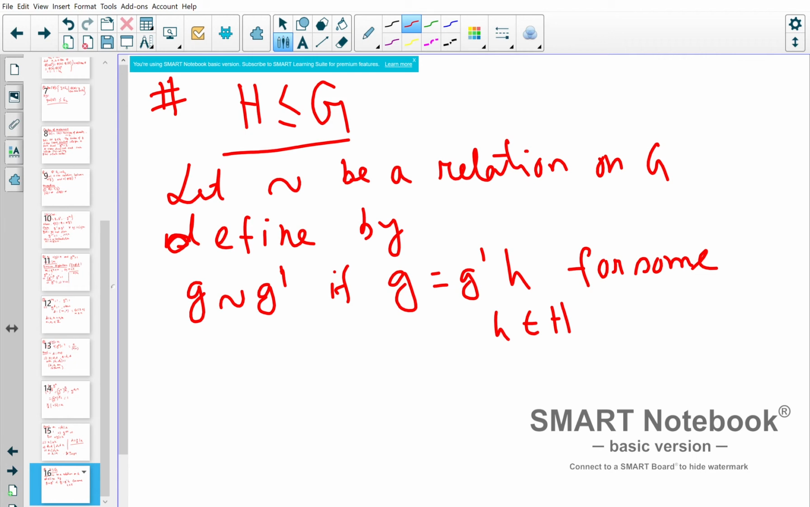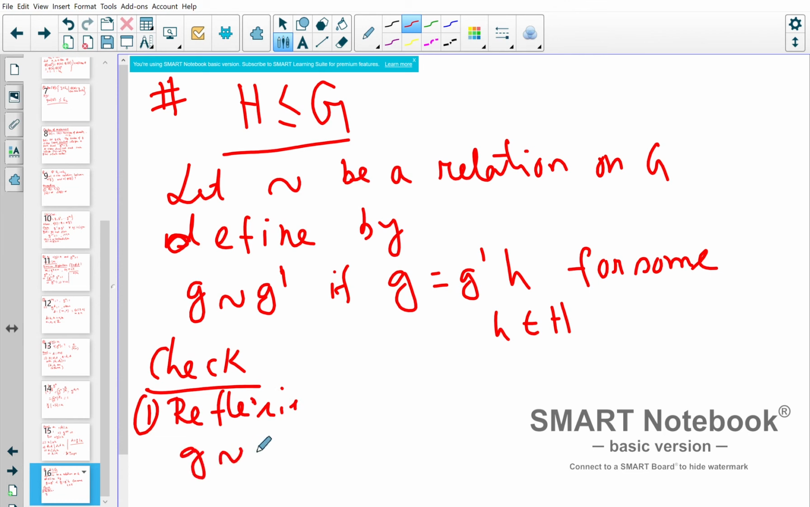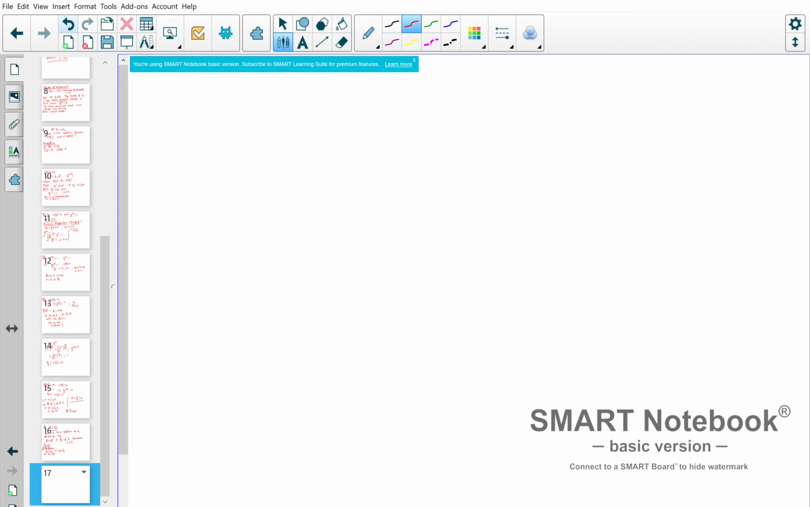Now you check that. This is easy to check, and this is a nice relation. First of all it is reflexive, that is obvious, because for any element g, g is related to g, for all g belonging to G, as you can write g equals g times identity, right? It's obvious.